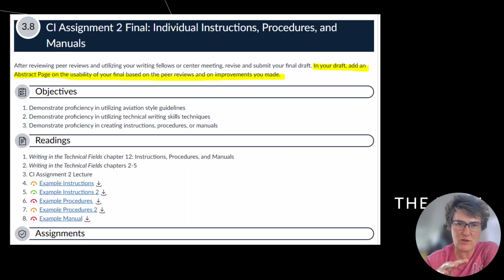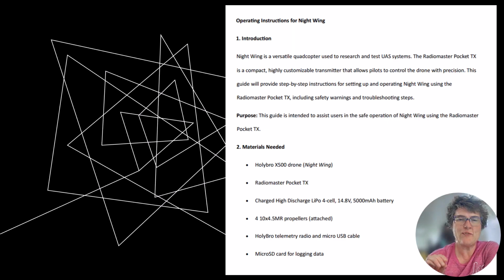Okay, so that's your peer review, and then this is your final. In your final, add an abstract page, which can just be a paragraph, but it's on its own page, on the usability of your final based on peer reviews and improvements you made. So this is an example of a part of a paper, of what it looks like, okay?